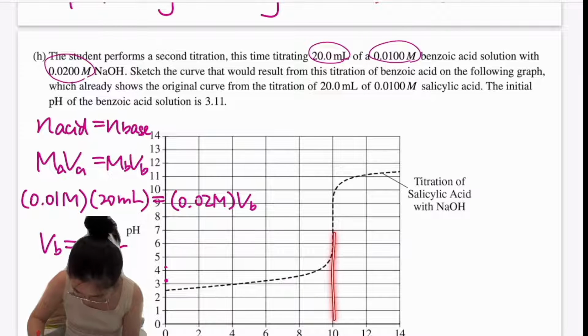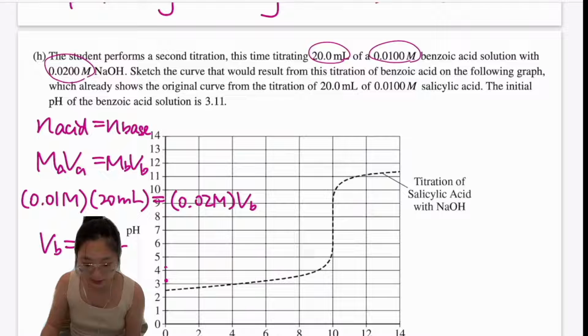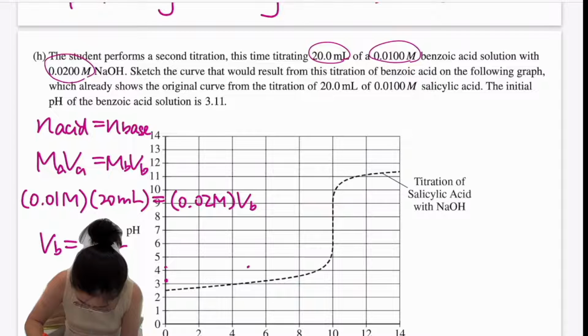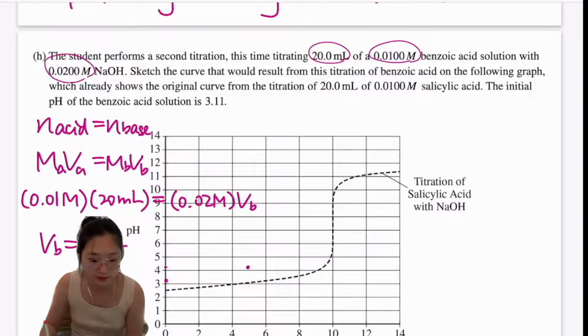So it's the same. Salicylic acid and benzoic acid have the same equivalence point. Which means its half equivalence point occurs at 1/2 of that, 5. Which means at 5 milliliters of sodium hydroxide added, its pH value should be 4.2. So I have a second dot here: 5 milliliters and a pH value of 4.2.